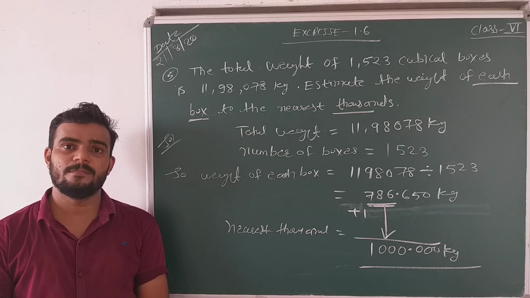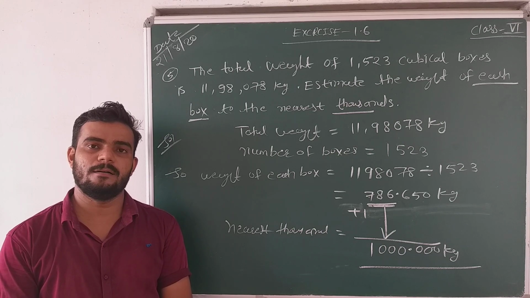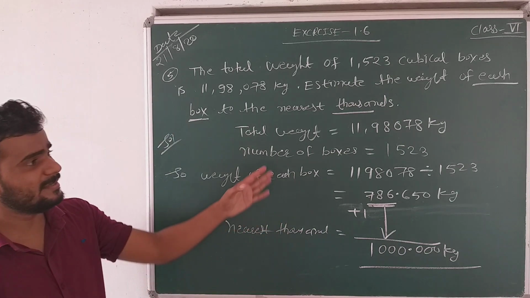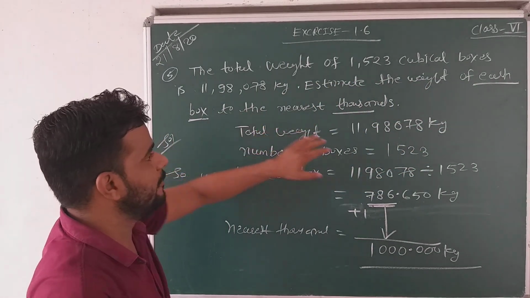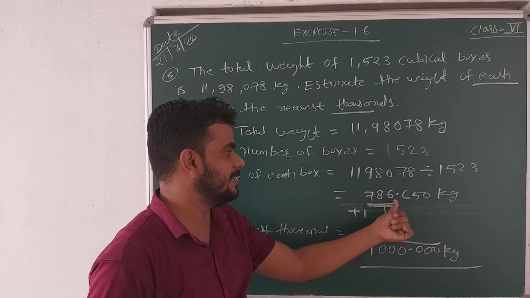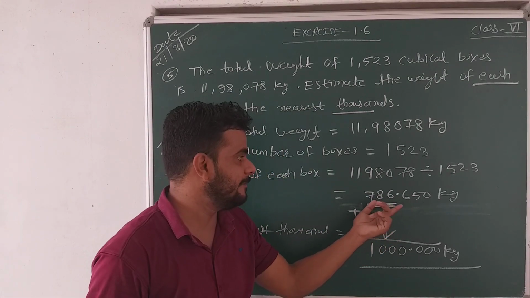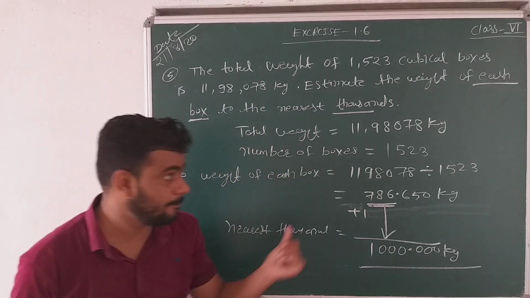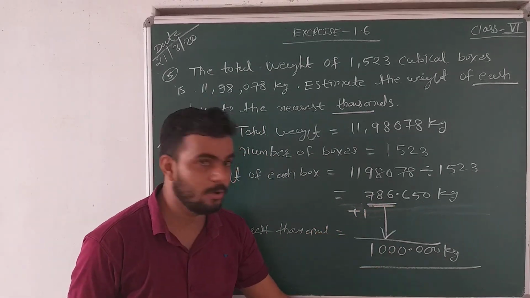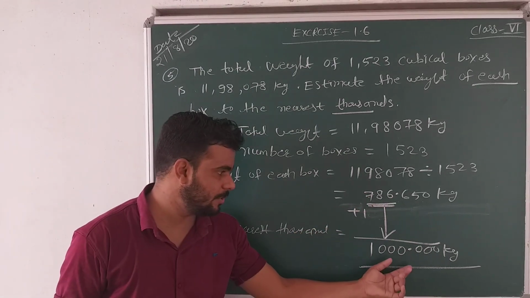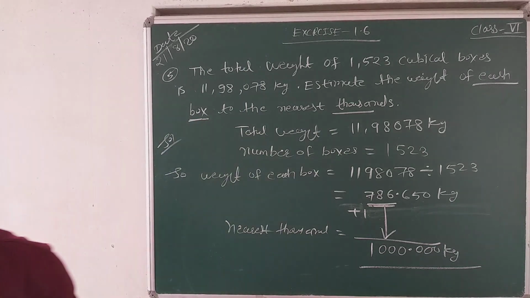Any doubt? Okay, just try to understand, it's very easy. To find the weight of each box, we will divide. When we divide, the answer is 786.650 kg weight of each box. Now we will estimate the value to the nearest 1,000, so the last three digits before the decimal point. Last three digits 786 are more than 500, so instead of 786 we write 000 and in the front add 1. The answer is 1000 kg. Okay, any doubt?